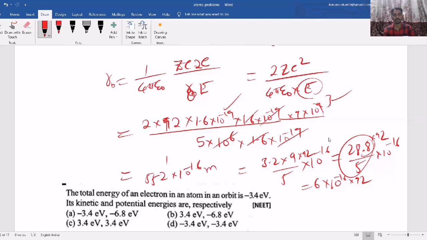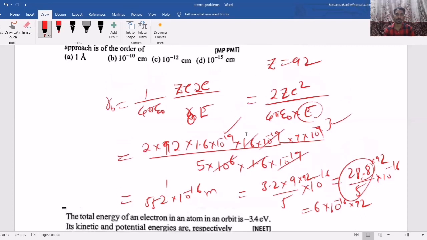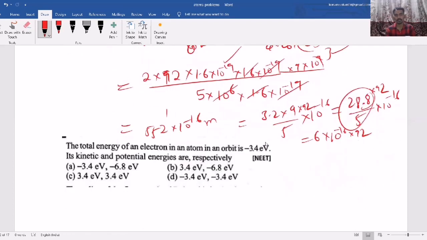But this is in terms of meter. They have given in terms of what? Centimeter. Now in terms of centimeter it will become 552 into 10 power minus 14 centimeter. But still order means it should not be like 2 digit, 3 digit. It should be 1 digit number, something 1 digit times 10 power something. That 10 power something we call it as order.